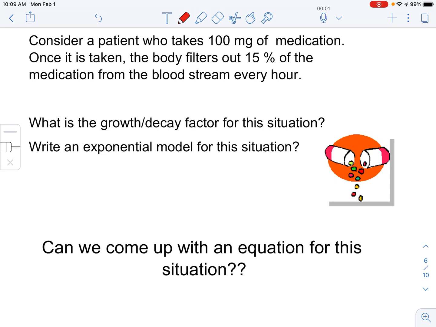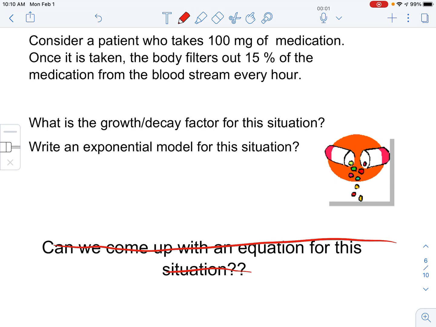So we consider a patient who takes 100 milligrams of a medication. Once it's taken, the body filters out 15% of the medication from the bloodstream. Right? Think Advil. Every hour. What is the growth decay factor for this situation? And write an exponential model for this situation.